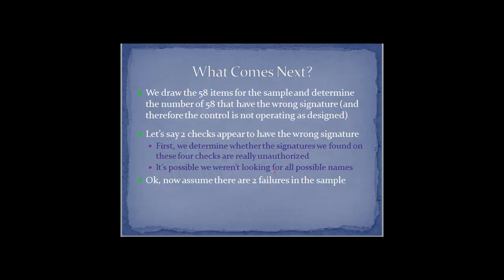Well, the first thing we do is not rush off and conclude that there's a problem in the population. The first thing we do is consider whether the signatures we think are wrong are actually wrong. There's always a chance that we didn't set up the test quite right. There's always a chance we didn't know what the signature should look like. Okay, so after we've done that, let's assume now that there are 2 failures in the sample.